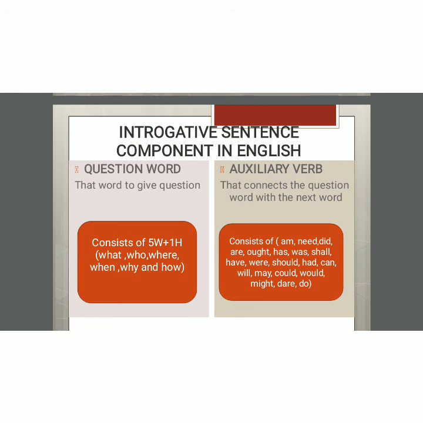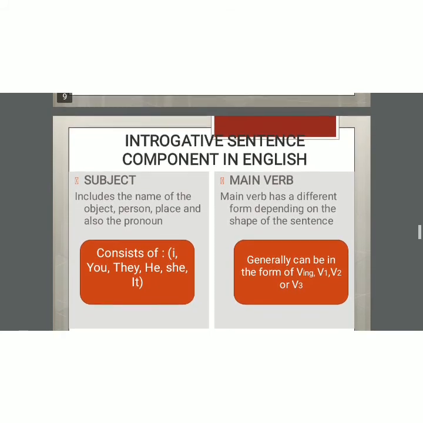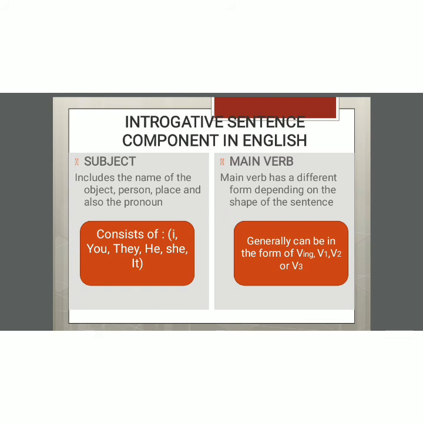Question word. The word to give a question consists of 5W plus 1H. They are what, who, where, when, why, and how. Auxiliary verb to connect the question word with the next word consists of am, need, did, are, ought, has, was, shall, have, were, should, had, can, will, might, would, dare, do. Subject includes the name of the object, person, place, and also the pronoun. Consists of I, you, they, he, it.